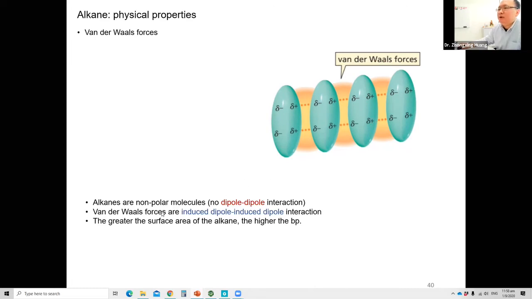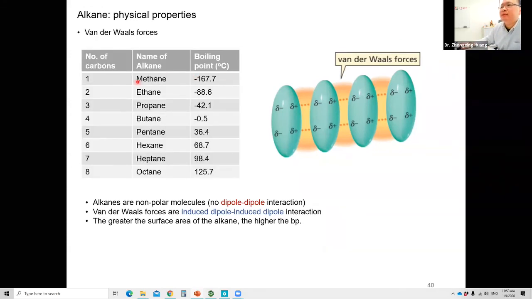One rule is that the greater the surface area of the alkane, the higher the boiling point. This is easy to understand, because if you have more surface area, the molecules can interact with each other over a larger area. If you look at the trend here, methane's boiling point is minus 167 degrees, but octane's is 125 degrees. That's because octane is a long chain with 8 carbons, so it has more surface area. It can interact with another octane, which also has a large surface area, and they have induced dipoles between them, so they can pack tightly and their boiling point is higher.